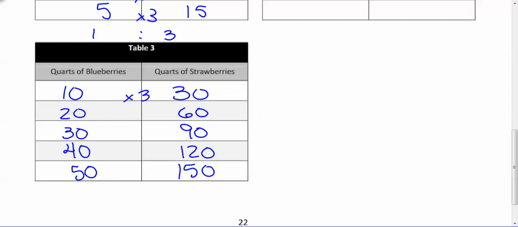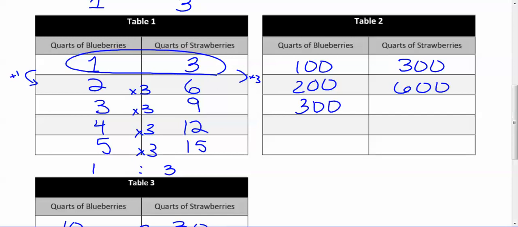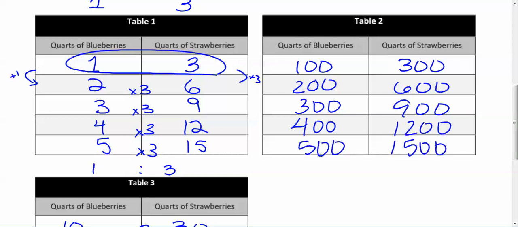So we could even do that if we had bigger amounts. So let's say we had 100 quarts of blueberries. How many quarts of strawberries would we have, everyone? 300. Good. All right, 200 quarts of blueberries, we'd have? 600. Yep. 300. We would have 900. Yep, good. 400. 1,200. Good. And 500. 1,500. That is a lot.